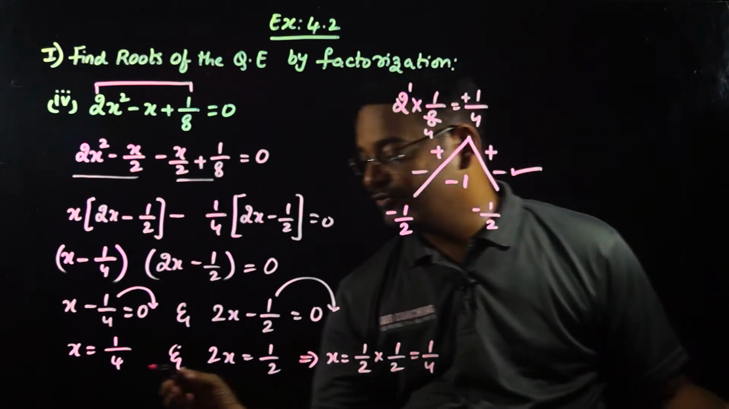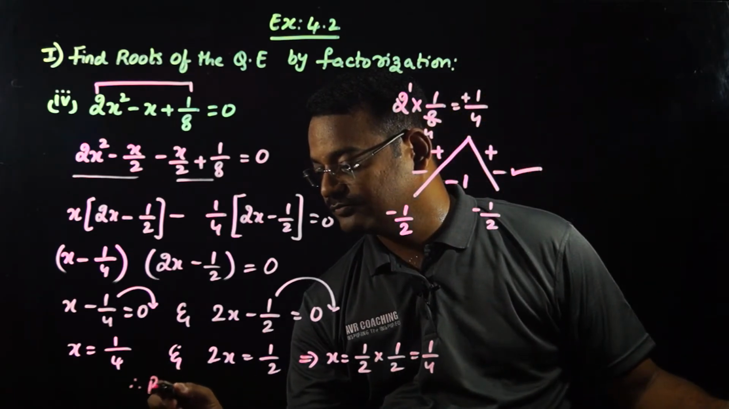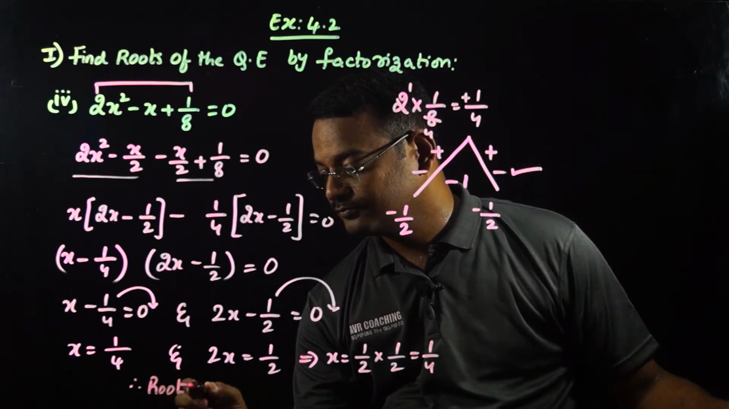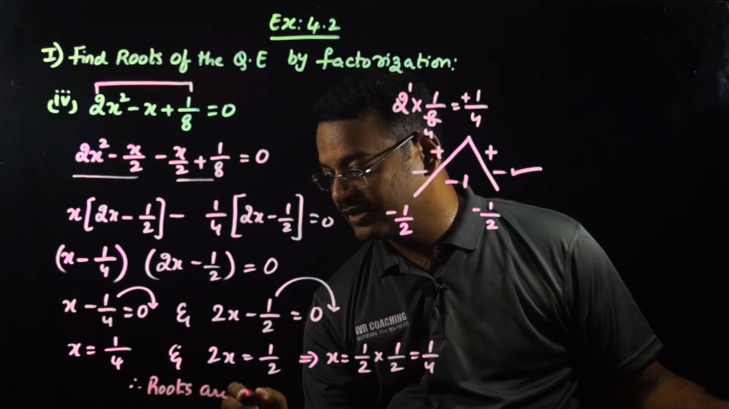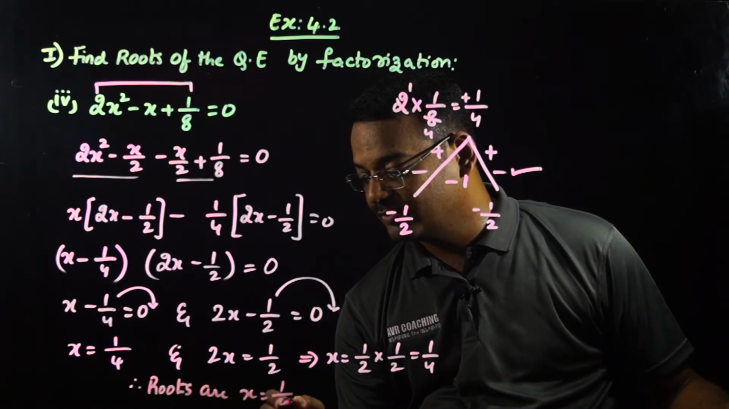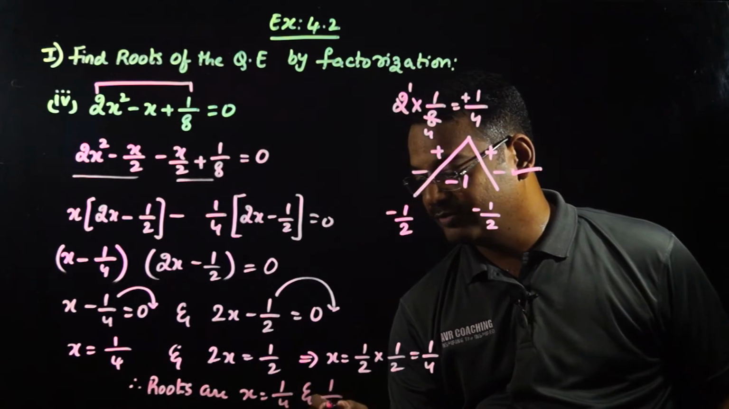So the roots of the equation are x equal to 1 by 4 and 1 by 4.